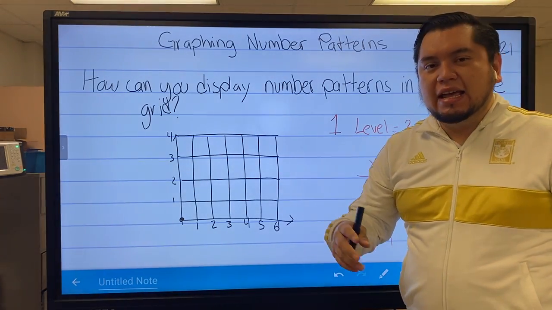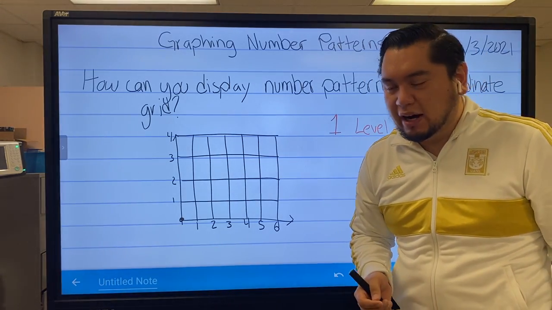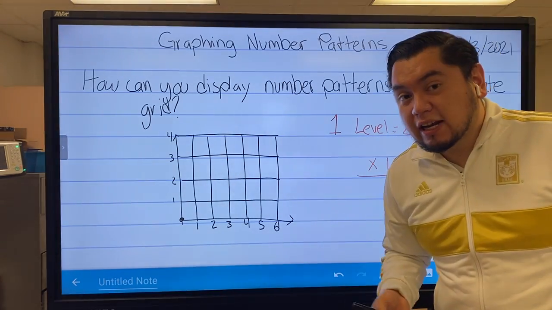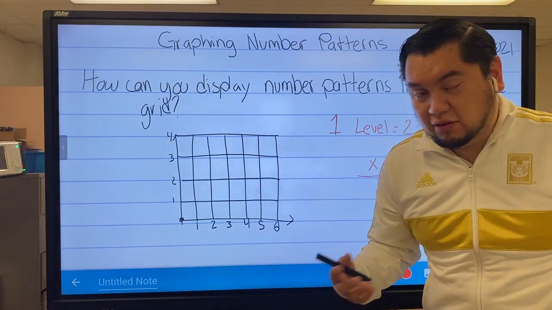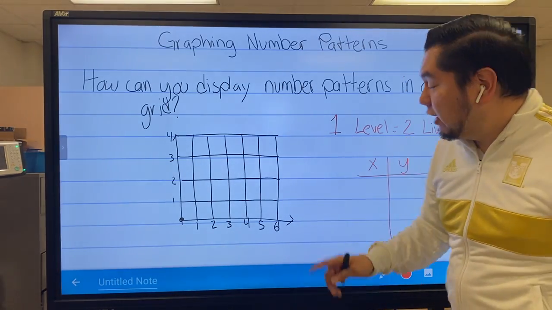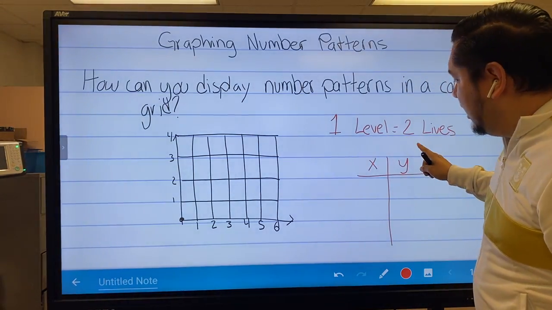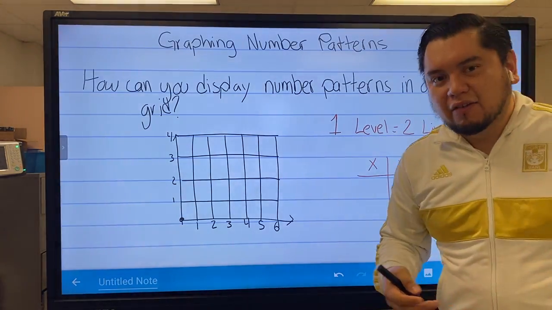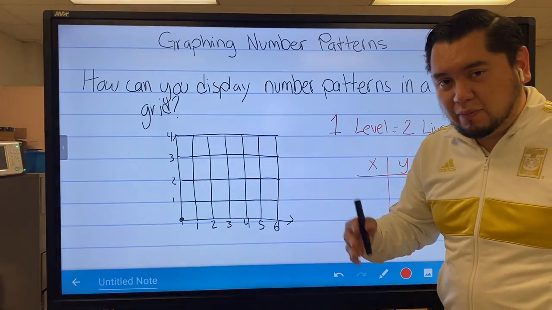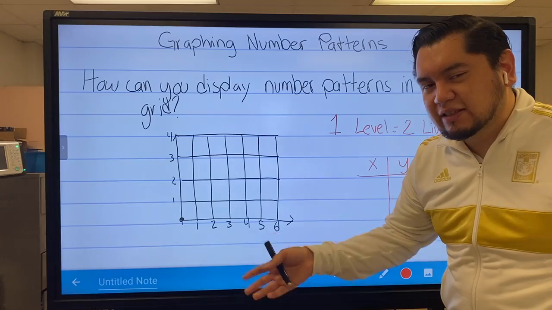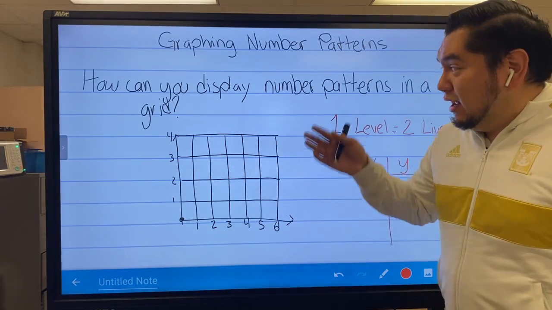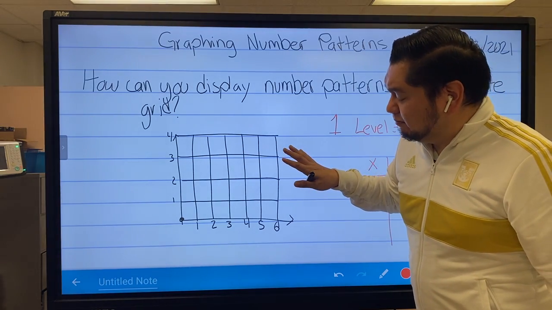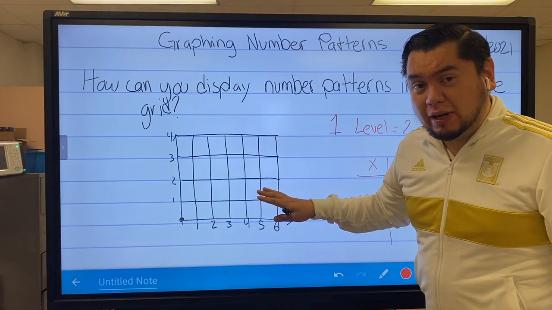So for example, here's a very short one. Let's say you're playing a video game, and every time you pass one level, you get 2 extra lives as a reward. That's a pattern. You pass one level and you get 2 lives. If you pass 2 levels, then you'll probably get 4 lives if you haven't lost any in the process. 3 levels, 6 lives, and so on. That's a pattern, and we can use that pattern to visualize it in a coordinate grid.